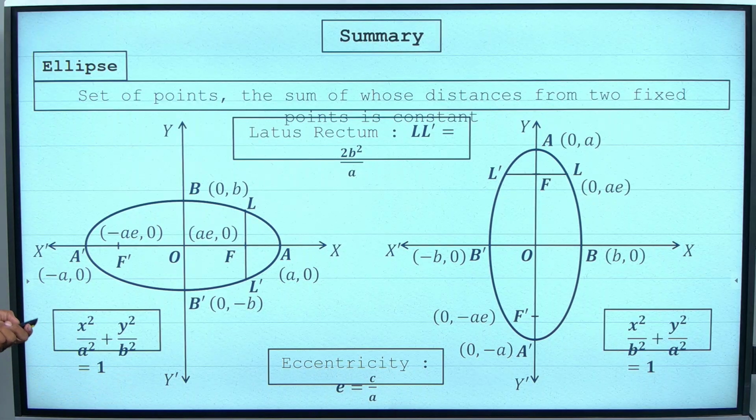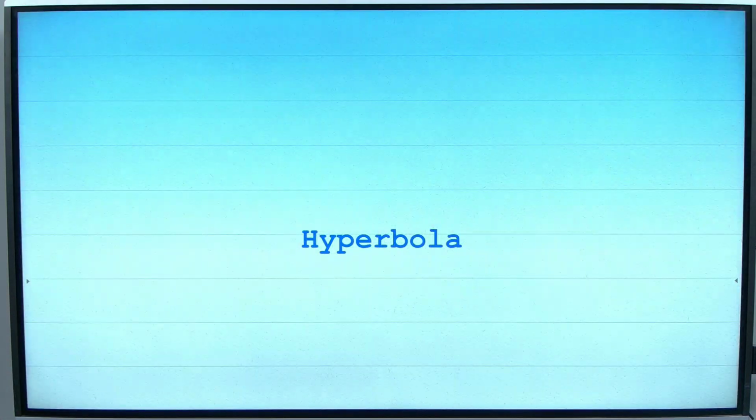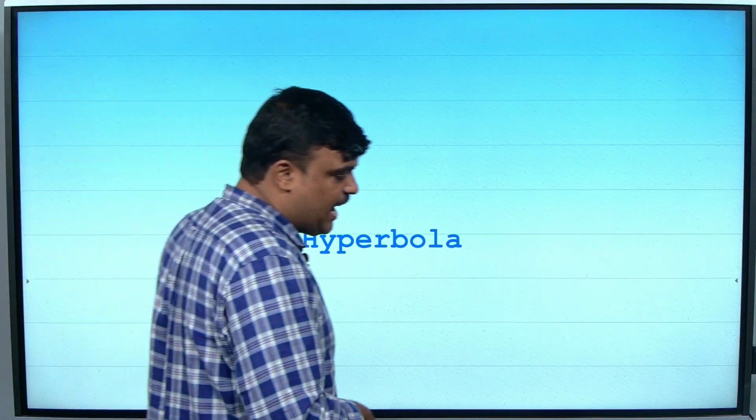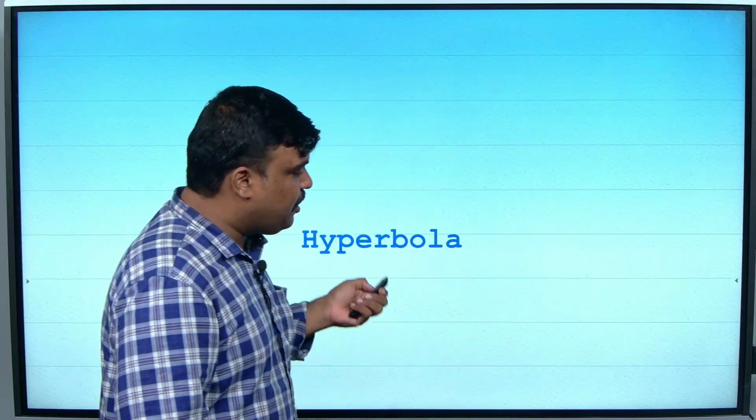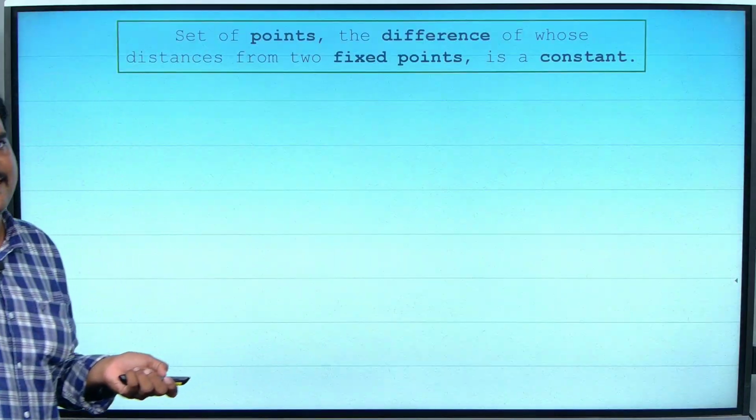So this is the summary. Now we are going to hyperbola. See, in hyperbola we have two things called conjugate axis and transverse axis.